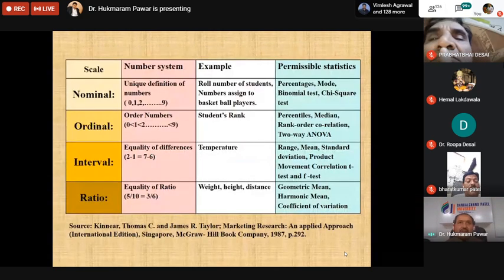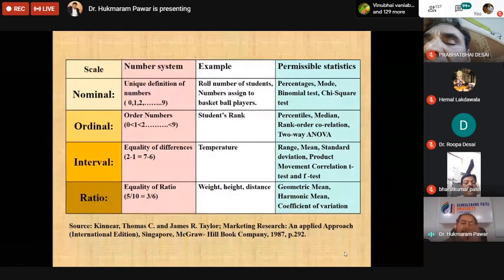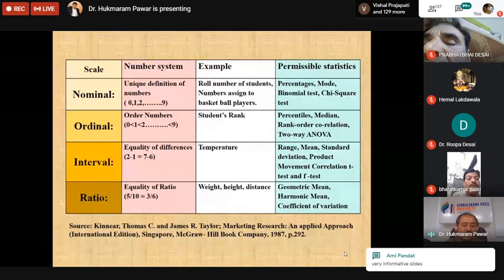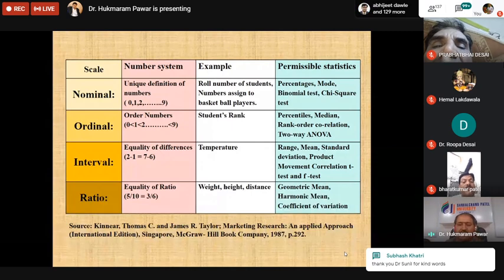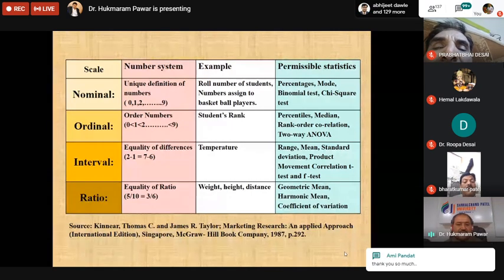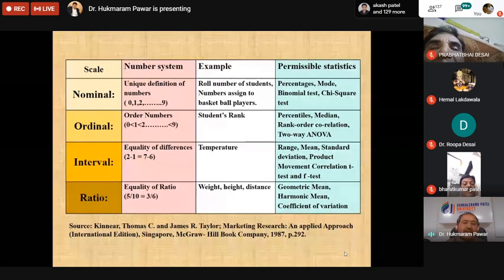Okay, so this is another most important presentation, or we can say it is a revision of all the things that I have discussed above. This is available in this book, and I have mentioned the source here. It is available in the book Marketing Research by G.C. Berry. You can take it from there and refer from there.